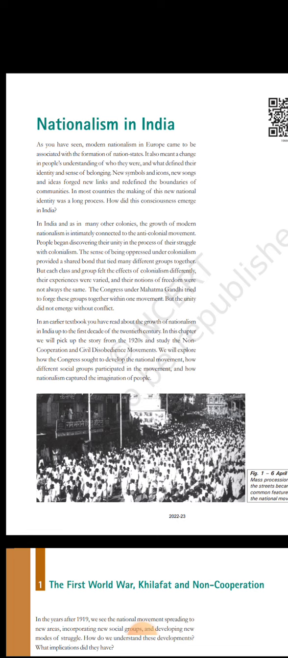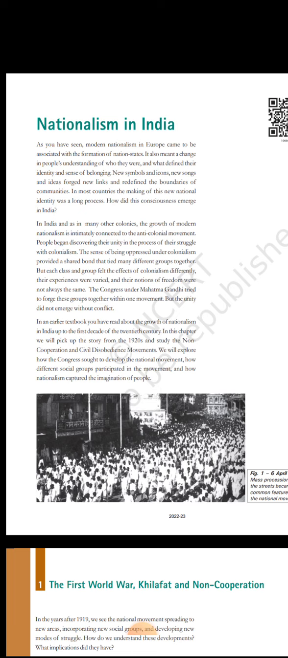So nationalism is a feeling of love or pride for our own country. When we feel very much love and pride for our country, then it is called a feeling of nationalism. And every citizen of India has a feeling of nationalism, but how did this feeling come into our minds, or our leaders' minds, and how could it spread across the whole country? So today we study the whole history of this.